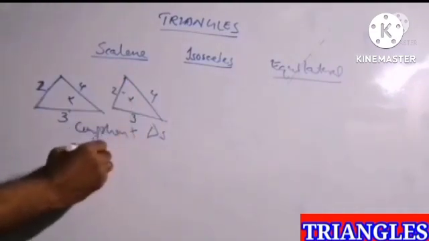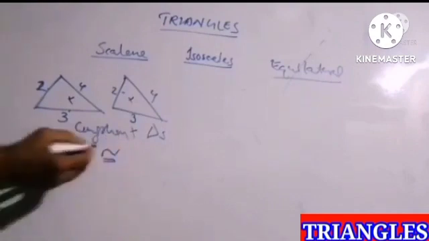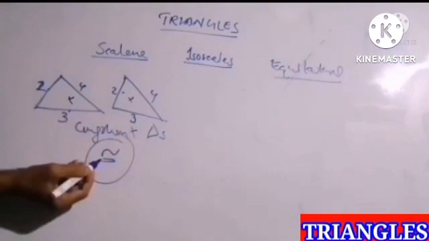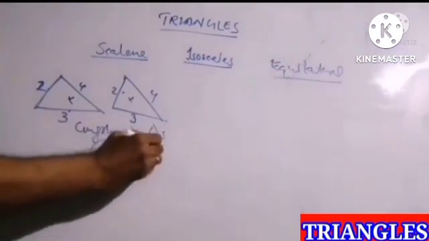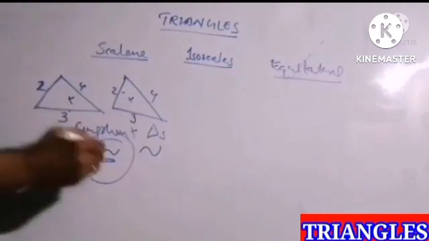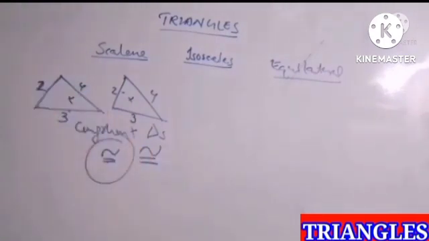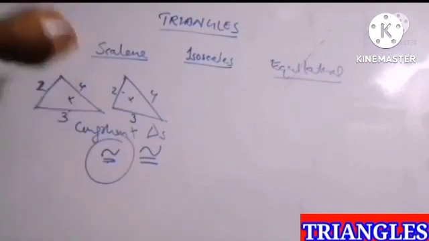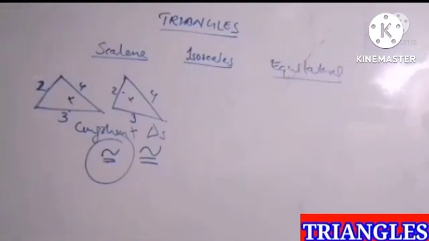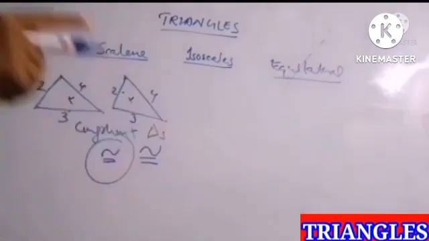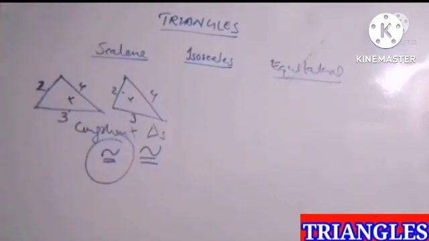To represent congruent, we use this symbol. This is used for representing congruency. This symbol represents same shape and this equal sign represents same size. So triangles having equal shape and equal size are called congruent triangles. To be congruent, all sides should be equal. Then when the sides are equal, we can say that their corresponding angles are also equal. So if two triangles are congruent, then their corresponding sides are equal and also their angles are equal.